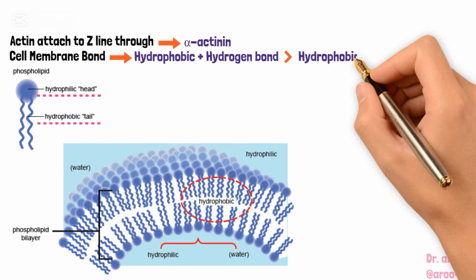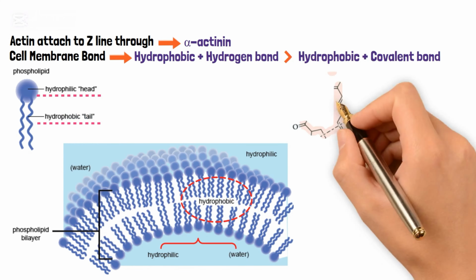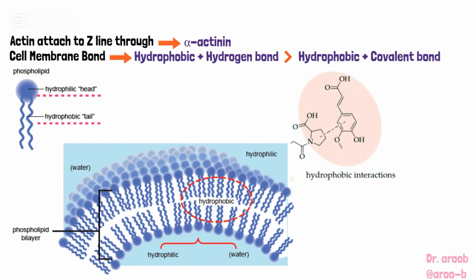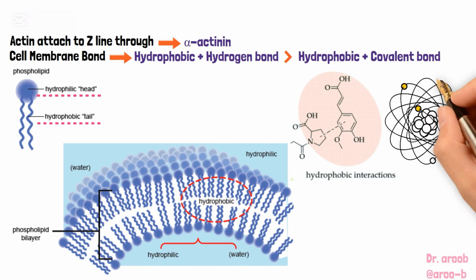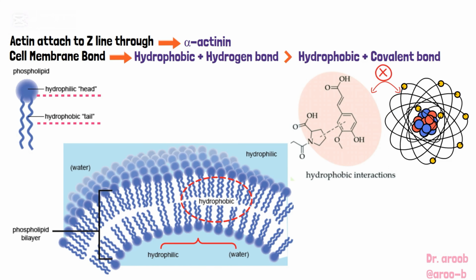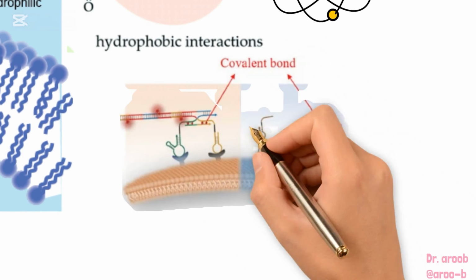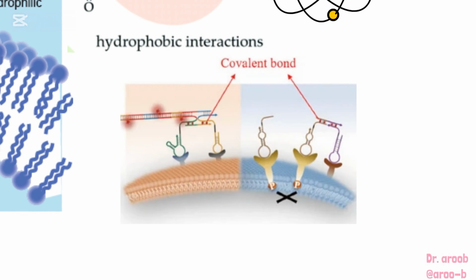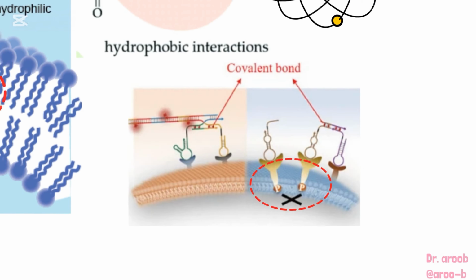And hydrophobic plus covalent bond. Hydrophobic interactions are non-covalent interactions, meaning they do not involve the sharing or transfer of electrons between atoms like covalent bonds. While covalent bonds are essential for building the molecules that make up the membrane like phospholipids, they are not the primary force holding the membrane together.